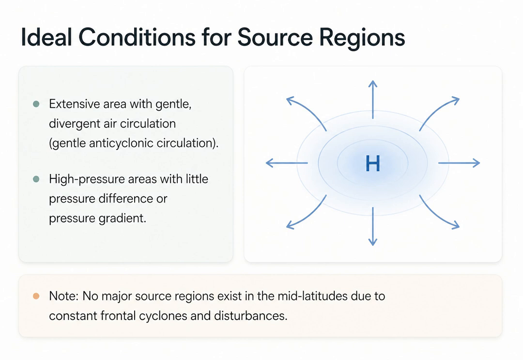For a source region to effectively shape an air mass, it needs specific ideal conditions. The area must be extensive with gentle divergent air circulation, specifically gentle anticyclonic circulation. High-pressure areas with very little pressure gradient are perfect for this. Notice that there are no major source regions in the mid-latitudes. The air there is simply too chaotic, constantly disrupted by frontal cyclones and other disturbances.